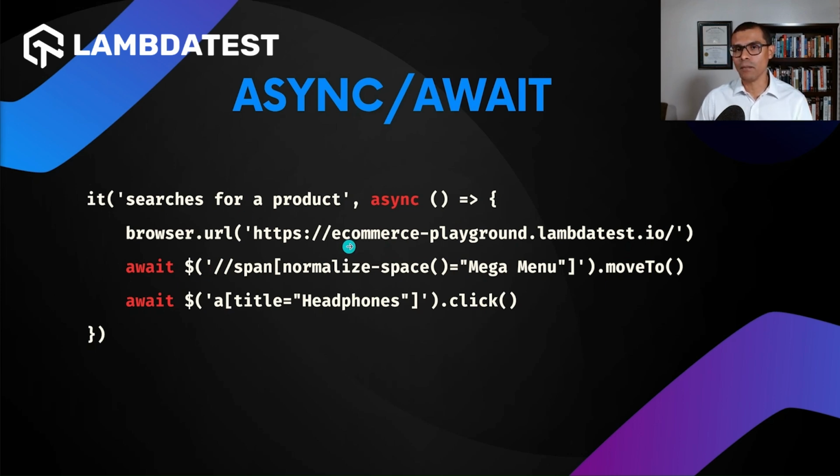And here you can see a sample test, which we wrote before. This test is simply searching for a product on a website. Here's the URL that we're going to, and this test hovers over a menu and then selects a given item on that menu. Now, notice that we're using async right here, and we're using await over here every time that we're trying to find something or to interact with an element.